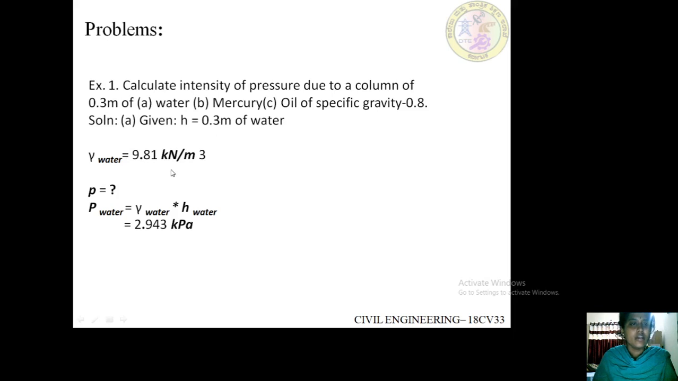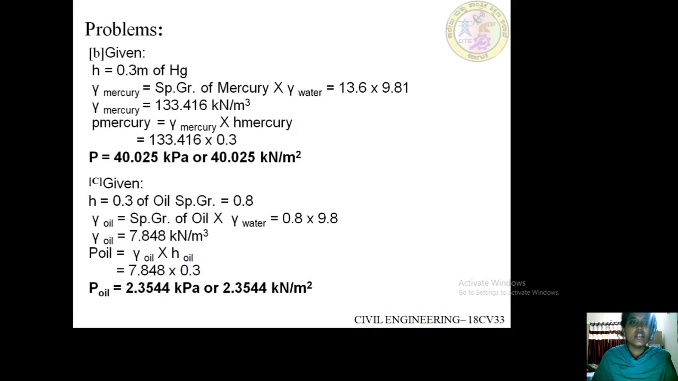Height is given. We know the unit weight of water is 9.81 kilonewton per meter cube. So the pressure of water will be equal to unit weight into height of water. If you multiply gamma into H, we will get the pressure of water. Similarly, in case of mercury, the unit weight of mercury is not known. So for that you have to multiply the specific gravity of mercury by the unit weight of water. Okay, so you will get the unit weight of mercury. Then calculate the pressure of mercury, which is equal to unit weight into the height of mercury.